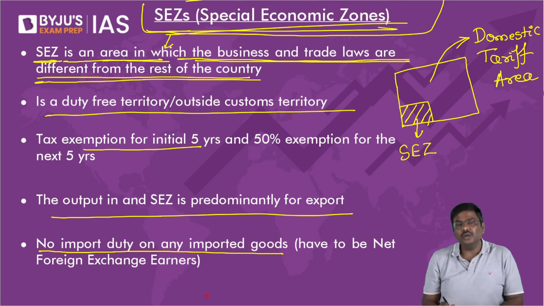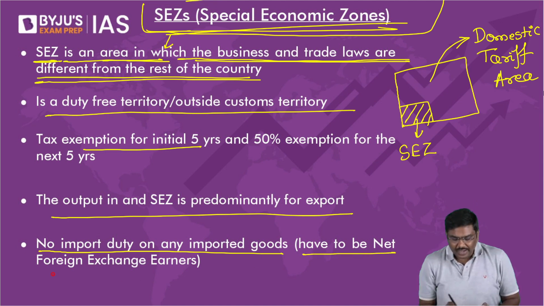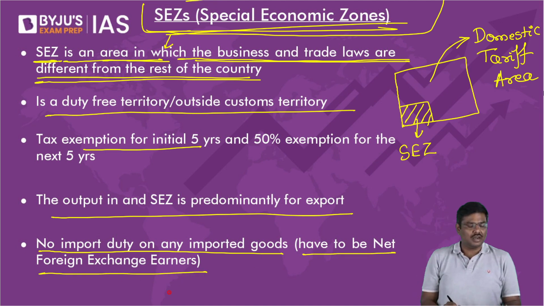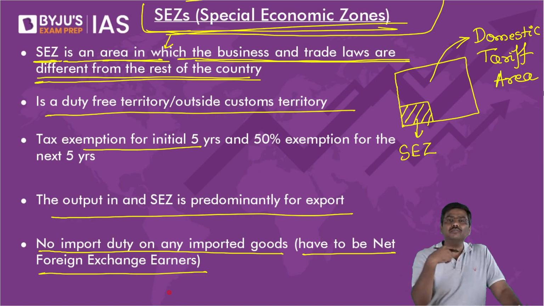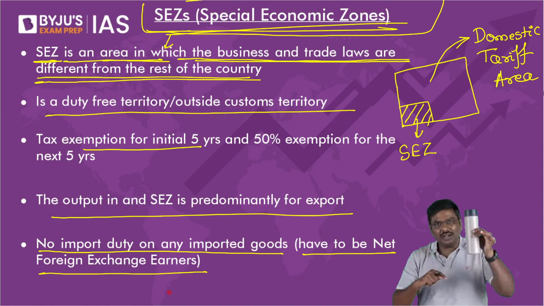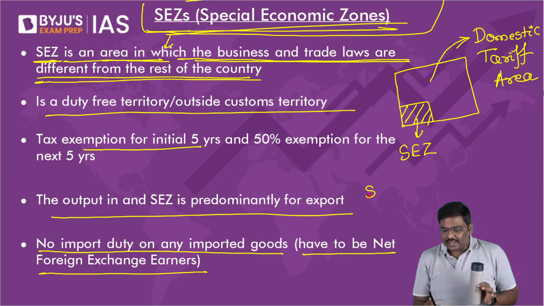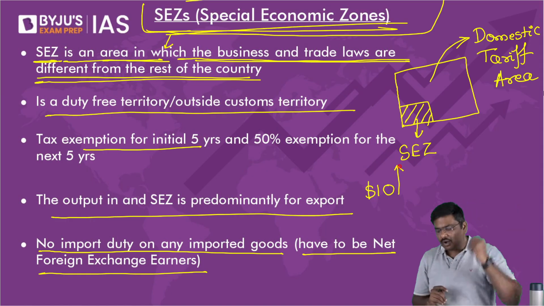And have a look at this. No import duty on any of the imported goods, but there is a condition. What is the condition? You will have to be a net foreign exchange earner. What do you mean by net foreign exchange earner? Imagine you will import a raw material to produce it. Can I say because of this, $10 are going out of India? There is an outflow of $10.